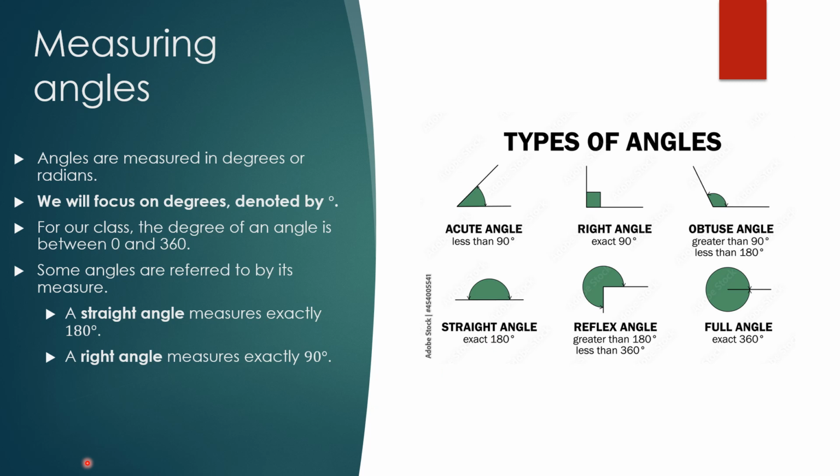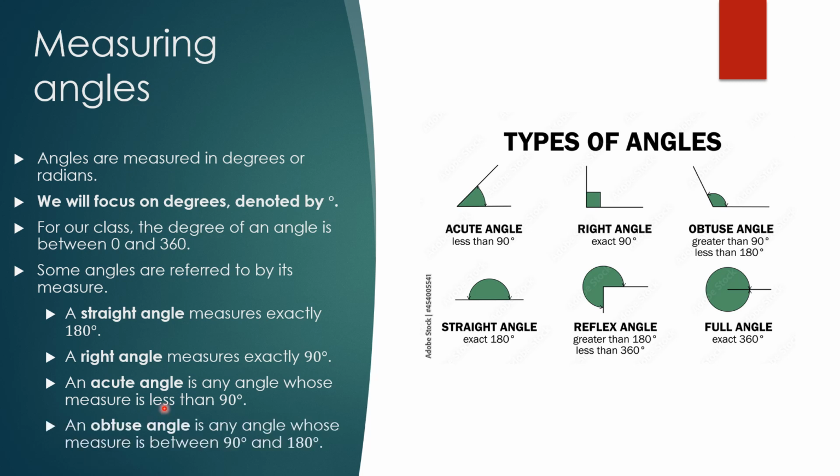Straight angle, 180. Now an acute and obtuse angle are not necessarily done by a degree, but in a range of degrees. So an acute angle must be between 0 and 90, where 90 is not included, while obtuse must be greater than 90 and less than 180.